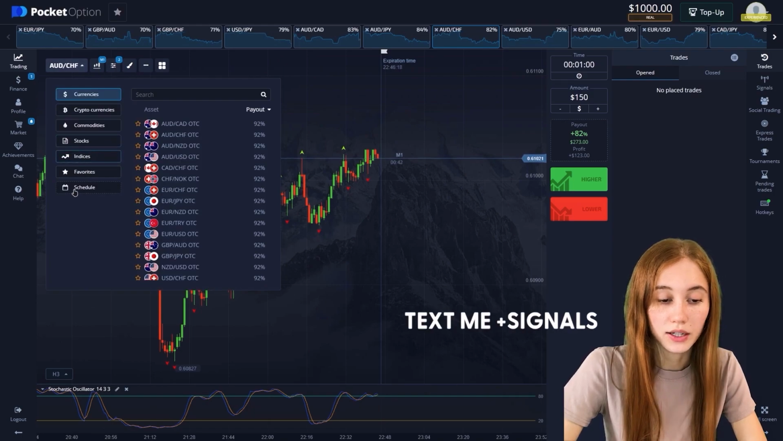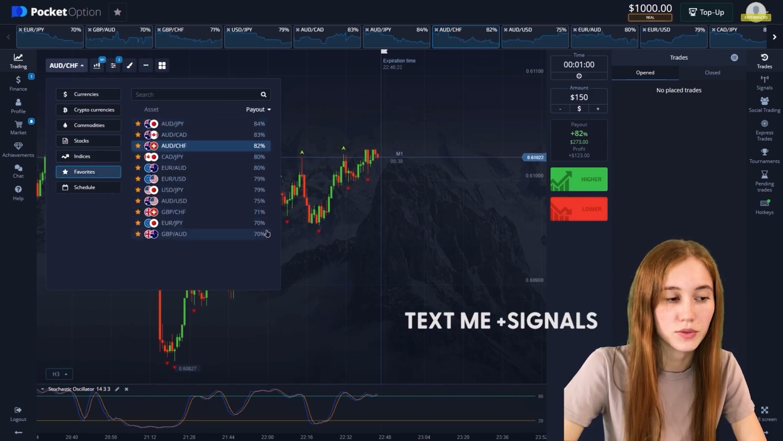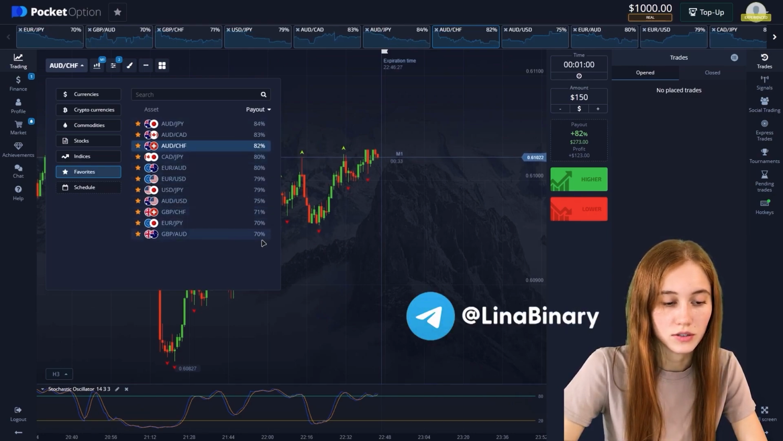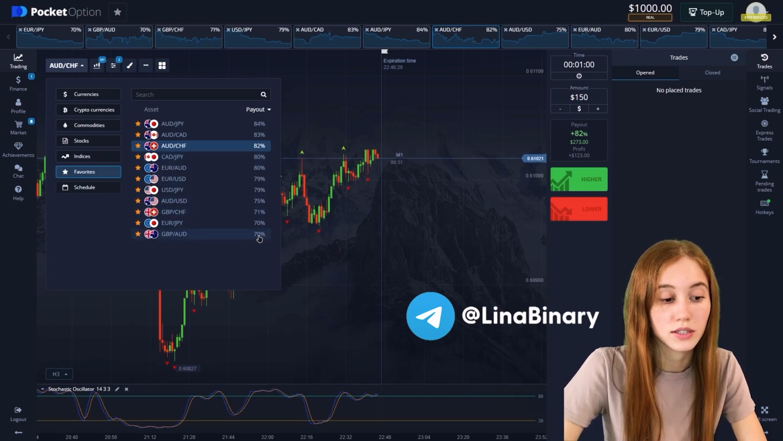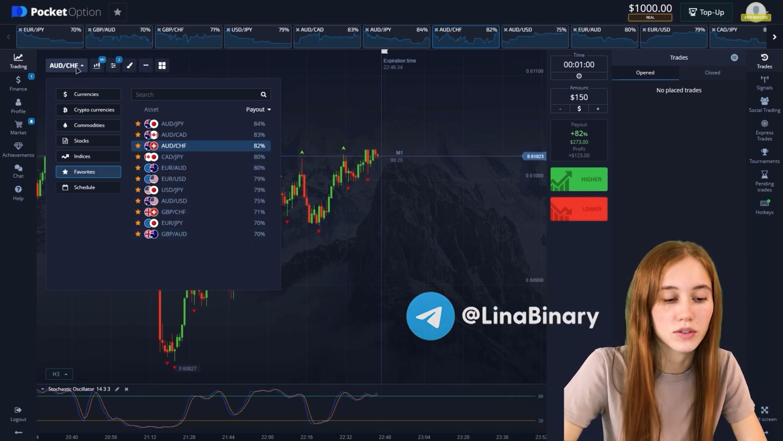We'll also trade on currency pairs. I have highlighted these currency pairs where the payout percentage is more than 70%. If the payout percentage is the amount of profit you'll receive, then on a $100 deal the plus will be $70.